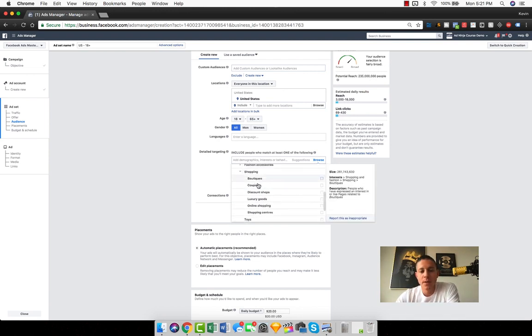Shopping, this is a great one. People who are interested in coupons, right? Maybe you are running a discount for your Shopify store, running 50% off coupons. If you know for sure that your target audience are people who are interested in coupons, they're probably more likely to be incentivized by your coupon than somebody who has not shown interest in coupons, right? Again, same with discount shops.